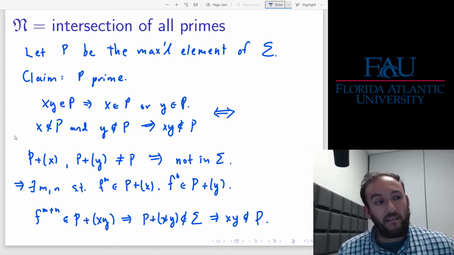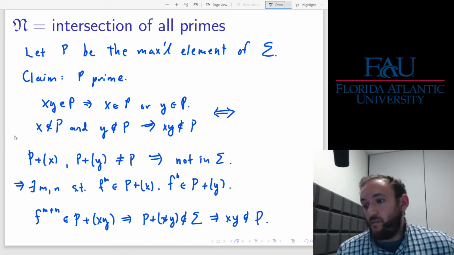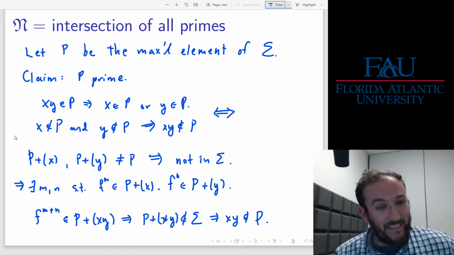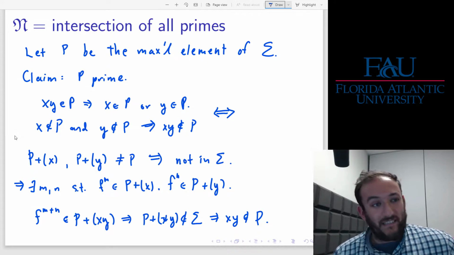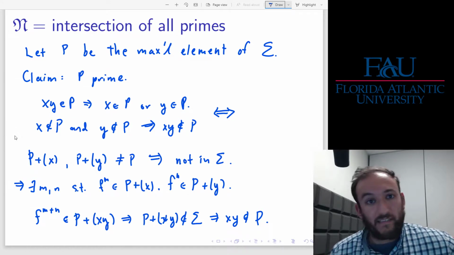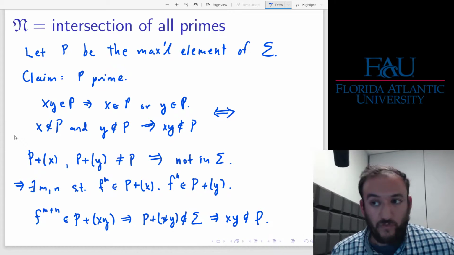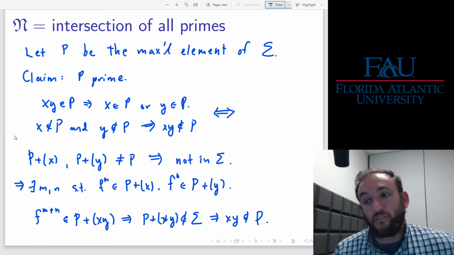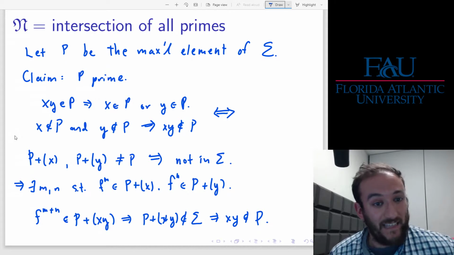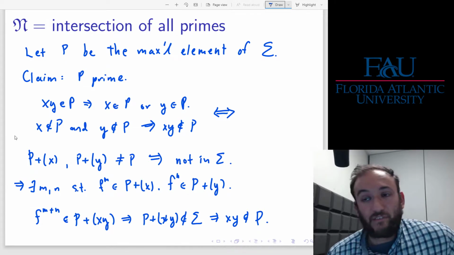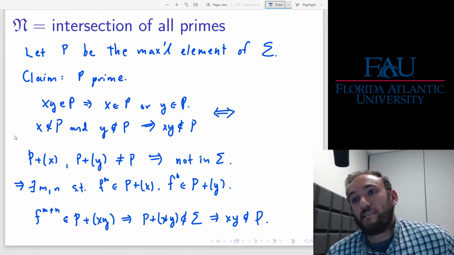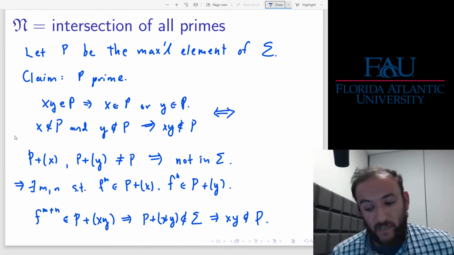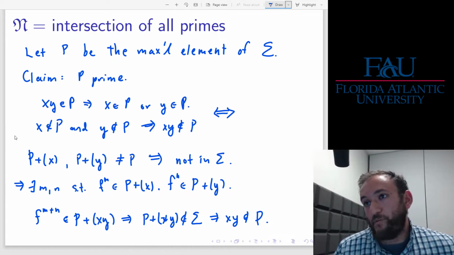And this tells us that we have a prime ideal that does not contain this element. So for any non-nilpotent element, there's going to be a prime ideal that doesn't contain it. And so that means that the intersection of all primes is contained in the set of nilpotent elements.